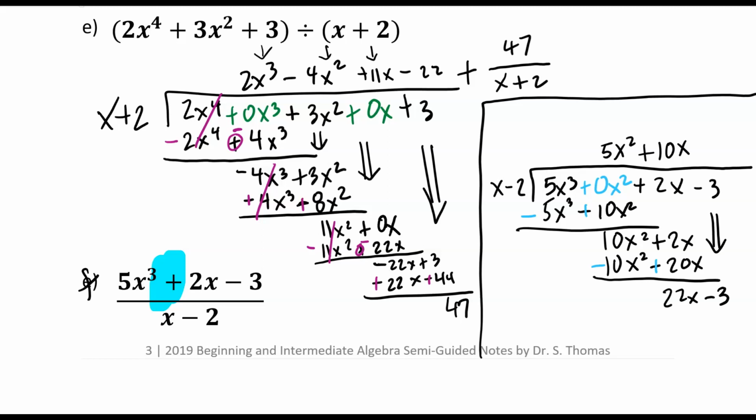X times what is 22x? 22. And we multiply 22 times x minus 2, which is 22x minus 44. Don't forget to change your signs. Negative 3 plus 44 is 41. So we will write it as plus 41 over x minus 2.